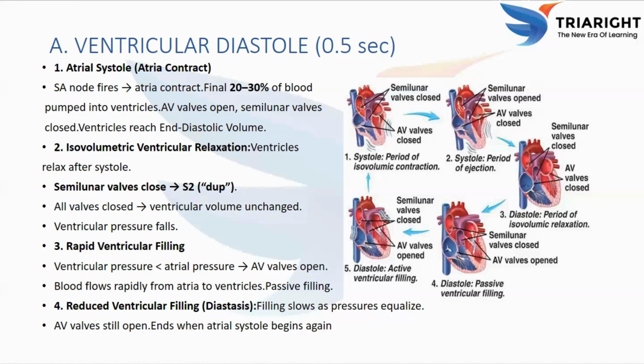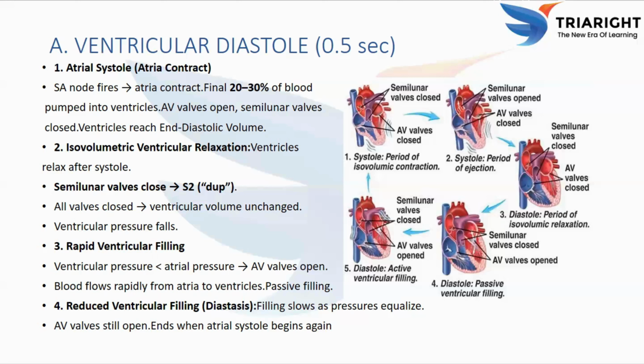So next, rapid ventricular filling. What do you mean by rapid ventricular filling? When the ventricular pressure becomes lower than the atrial pressure, the AV valves open. So the blood quickly flows from the atria into the ventricles, and this happens passively without contraction. And next, coming to the reduced ventricular filling, nothing but diastasis. Filling slows down as pressures in the atria and ventricles become equal. The AV valves remain open. This phase ends when the atria contract again.